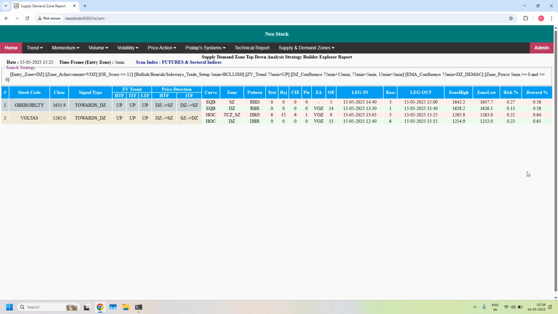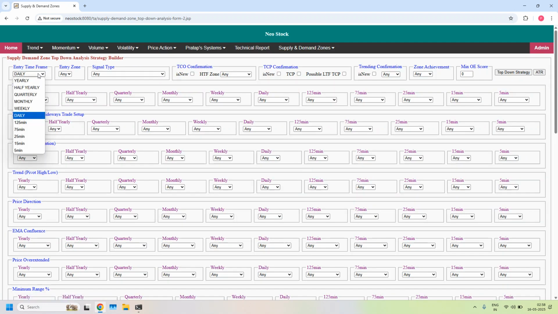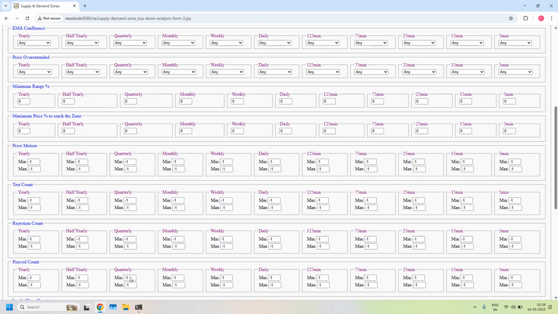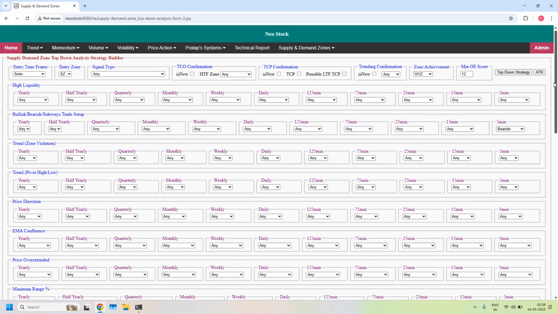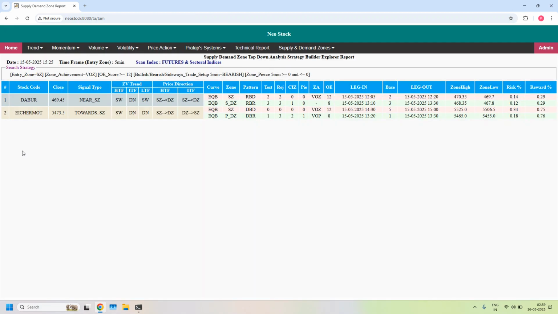Next, bearish trade setup for hourly income trade. Entry time frame 5 minutes, entry zone, supply zone, bullish, bearish or sideways trade setup at 5 minutes. I am selecting bearish. Zone achievement VOZ, minimum odd enhanced score 12, and also the 5 minute supply zone should not be pierced. So in the pierced count parameter at 5 minutes time frame, minimum value 0, maximum value 0. With these filters we got 2 stocks. So these 2 supply zones are the bearish trade setup for hourly income trade.